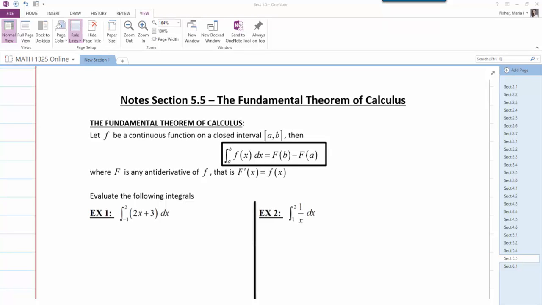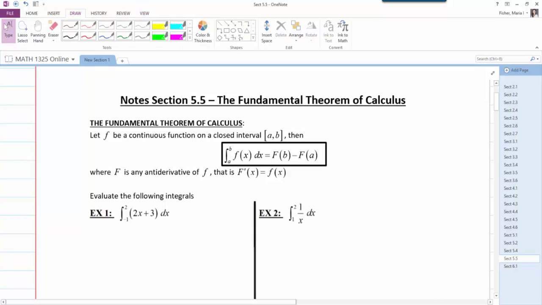Section 5.5 deals with the fundamental theorem of calculus. The fundamental theorem of calculus says this: let f be continuous on a closed interval from a to b. Then the integral from a to b of f of x dx is equal to the antiderivative evaluated at the upper limit of integration minus the antiderivative evaluated at the lower limit of integration.